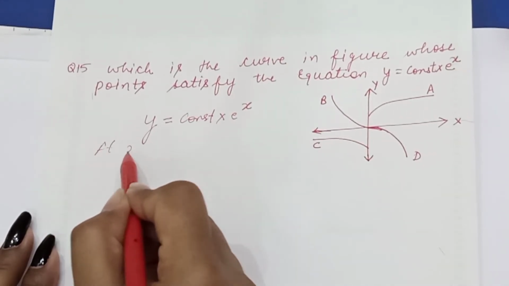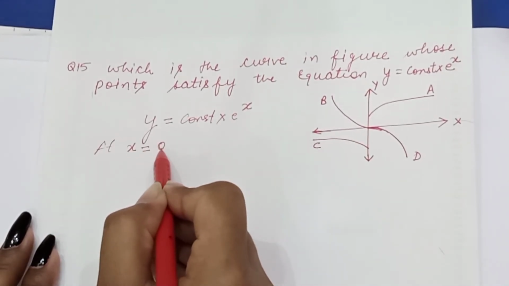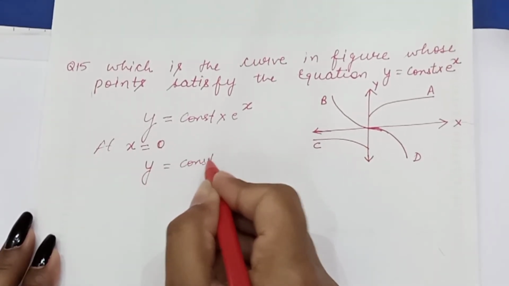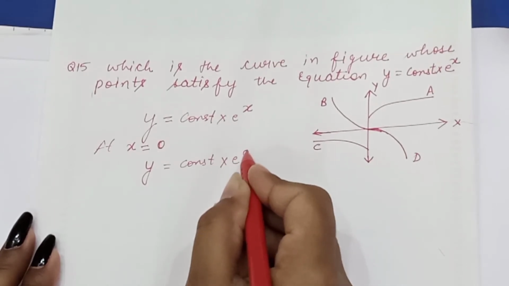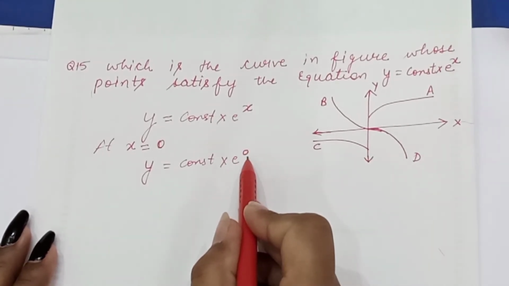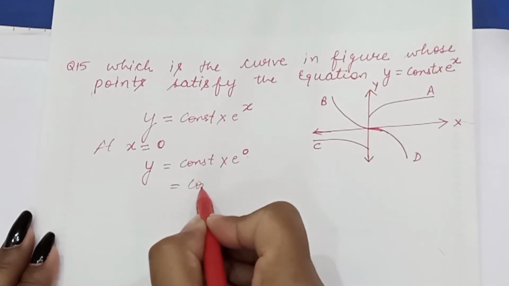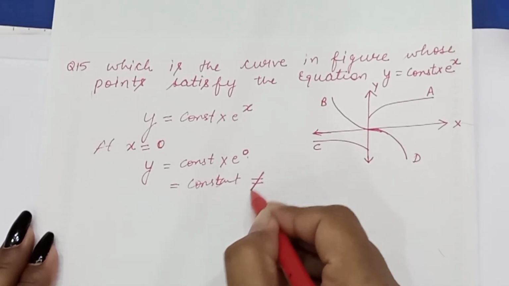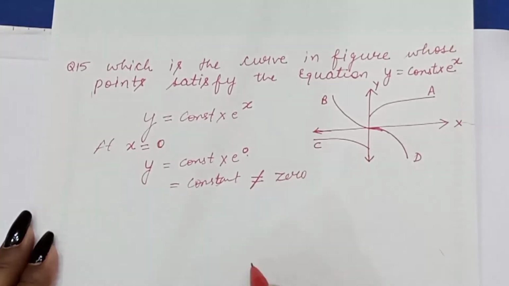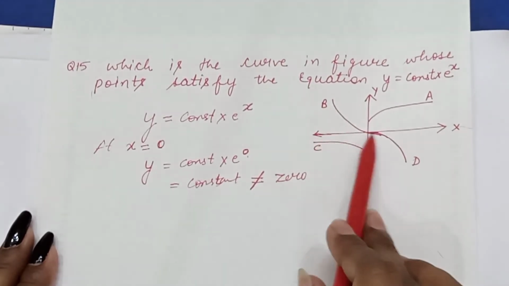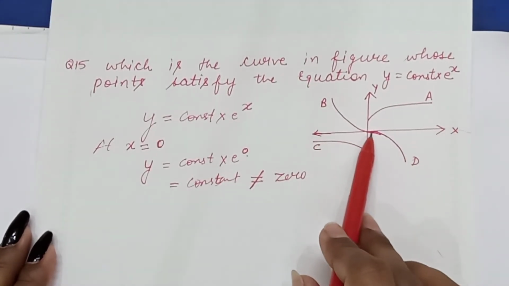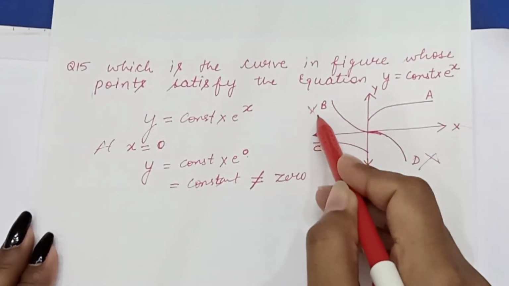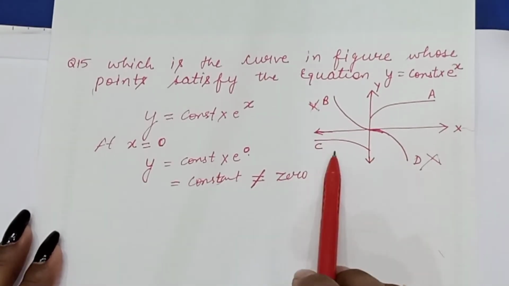First of all, we will check at the point x equals 0. y equals constant multiply e to the power 0. Whenever 0 is the power of any number, it will be 1. It means y equals constant, which cannot be equal to 0. As we know that curves B and D approach 0 at x equals 0, so these are the wrong options. Now we have to check A and C.